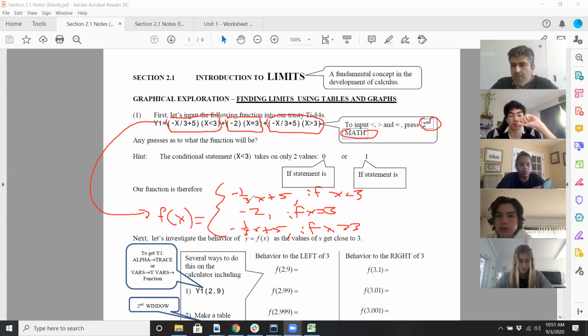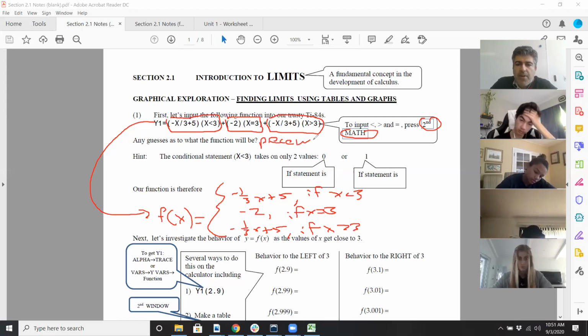And of course, what is this function going to be? This is going to be a piecewise function. And it's going to look a little linear also. Well, not linear. It does look linear.